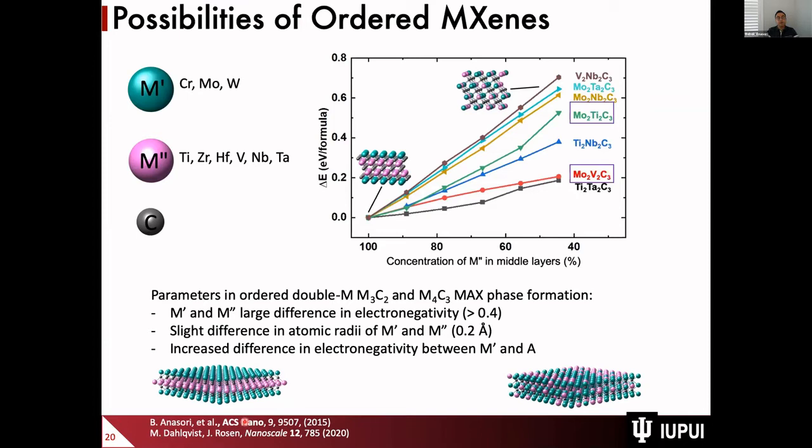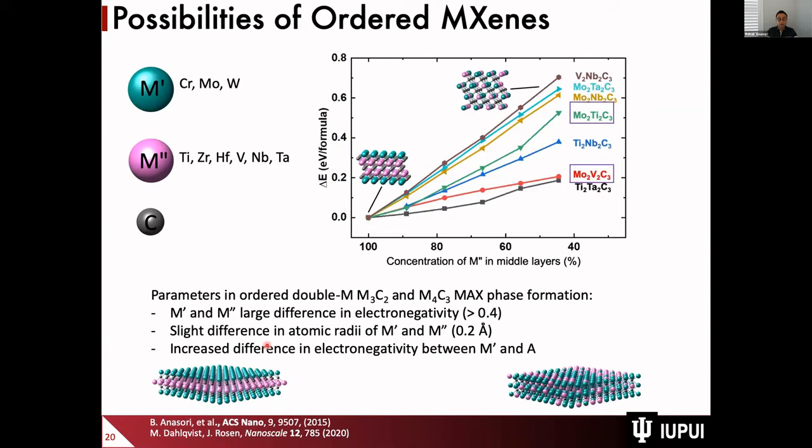Some of the parameters that play a role in the formation of ordered phases are the difference between the two M's, which represent the outer and the inner layers. The difference in electronegativity should be large. That's how we get, for example, chromium, molybdenum, and tungsten mostly in the outer layers, and titanium, zirconium, vanadium, and niobium in the inner layers.